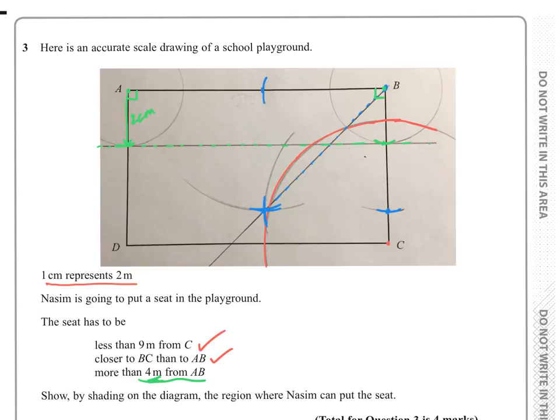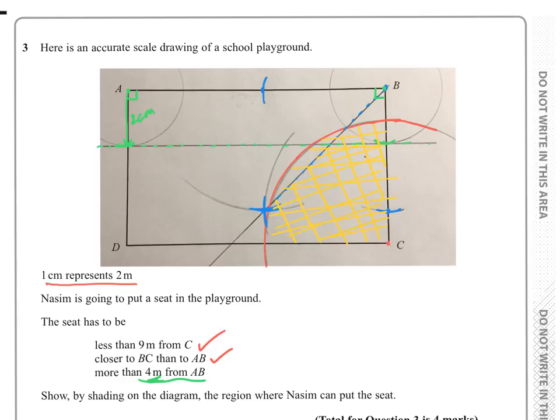So we've now got to shade in where we're less than 9 metres from C. So that's going to be anywhere in here. Then we've got to be closer to BC than AB, so that is anywhere here, and then more than 4 metres from AB, which is in this part here.